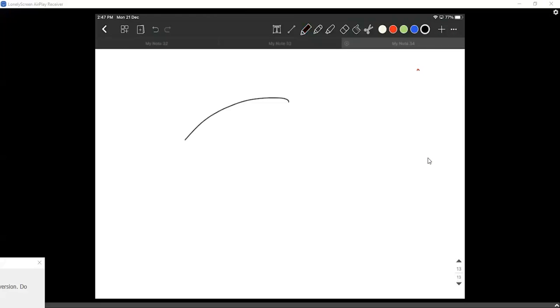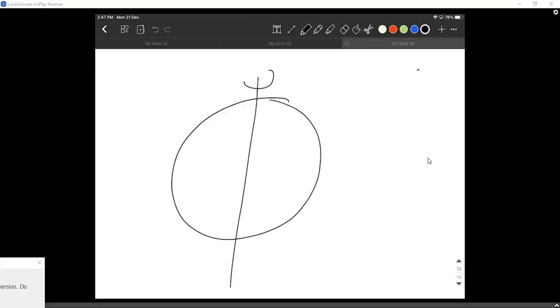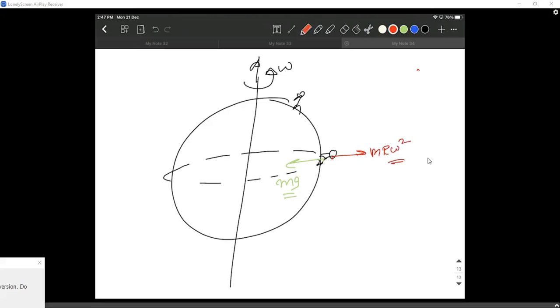Again, it affects the whole system in a different way. Let me show it. For a person who is on the equator, we all know that there is a weight mg acting on him, and now additionally mr omega square. So the apparent weight equals his original weight minus this mr omega square. That's what I'm talking about. Original weight minus this mr omega square.